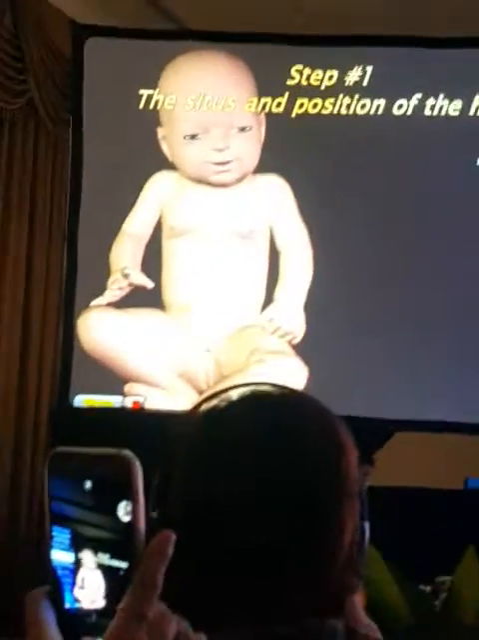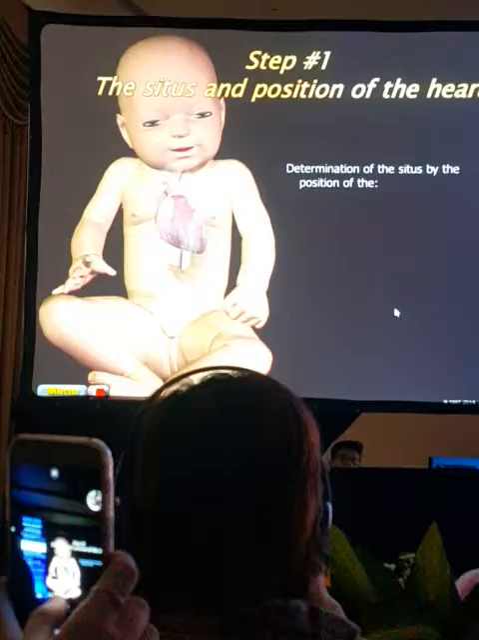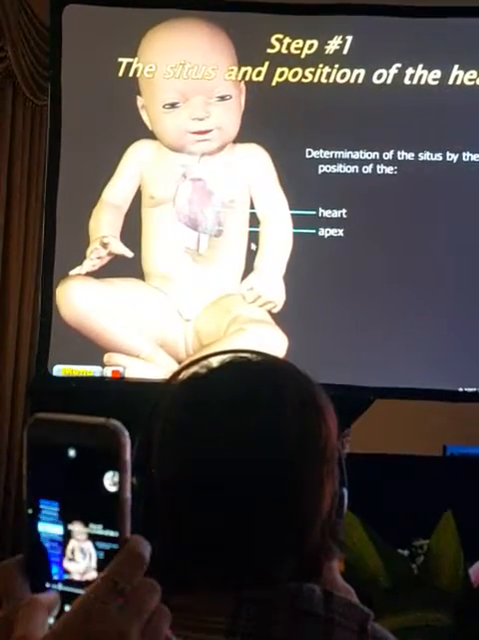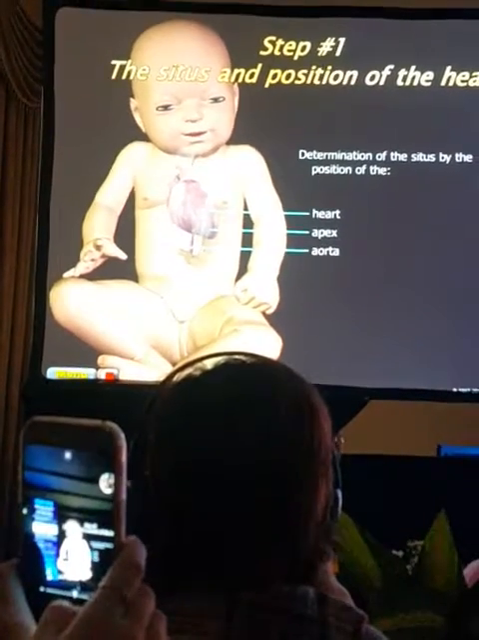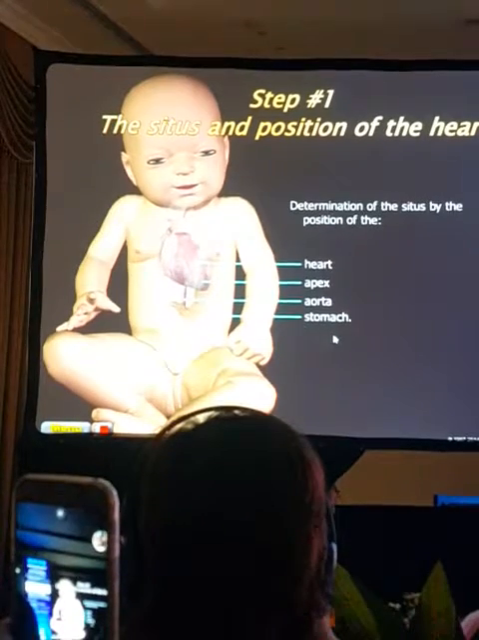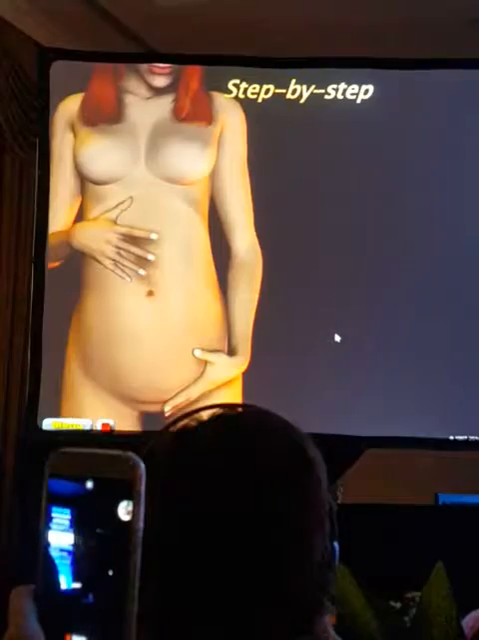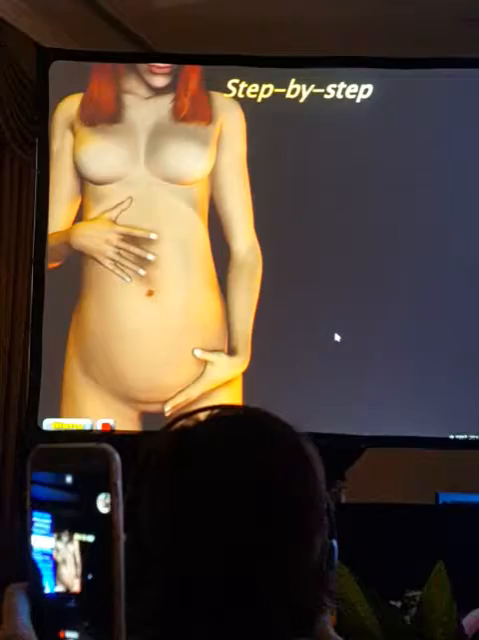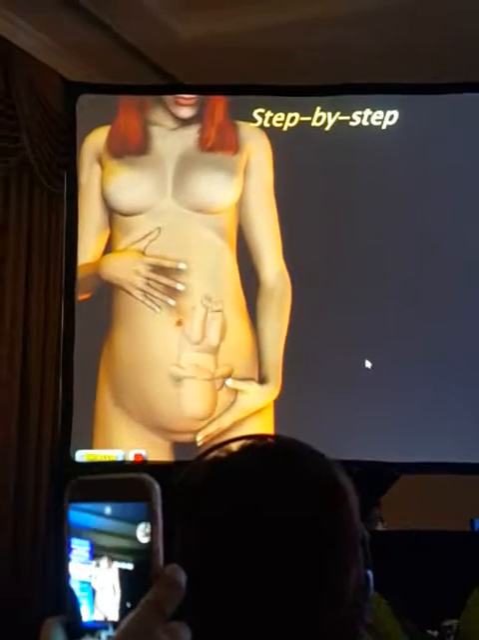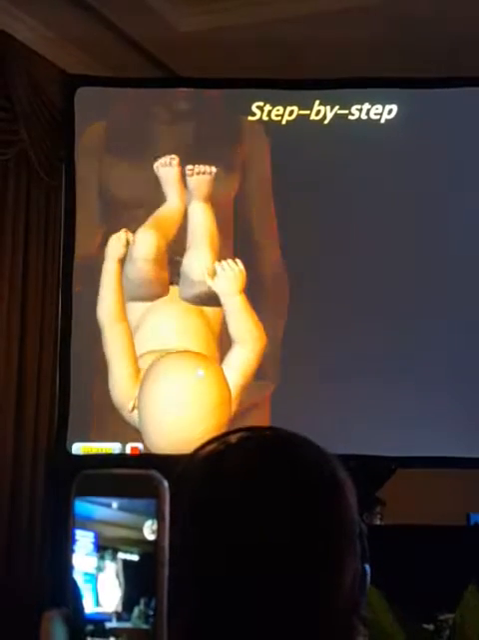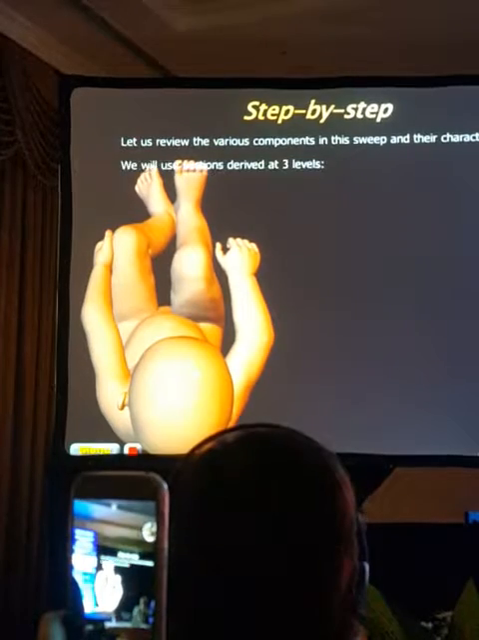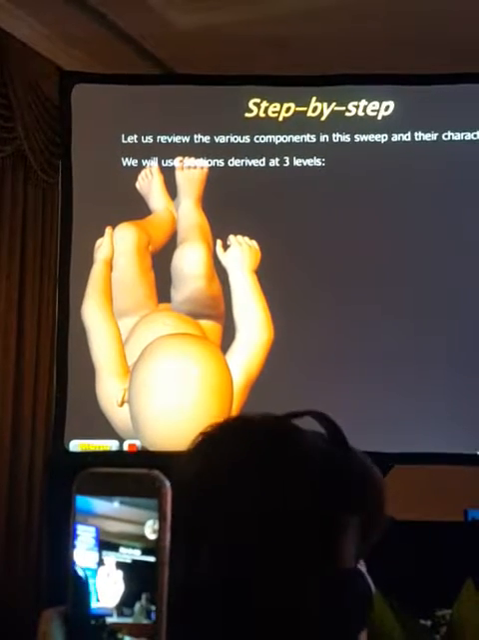The first thing you want to do is look at the situs and position of the heart. And you do this by looking at the apex of the heart, the descending aorta, and the stomach. All these have to be on the same side, and they have to be on the left side. And to do this, we'll take the same baby in supine position here, and we're going to make the three sections that we just looked at.